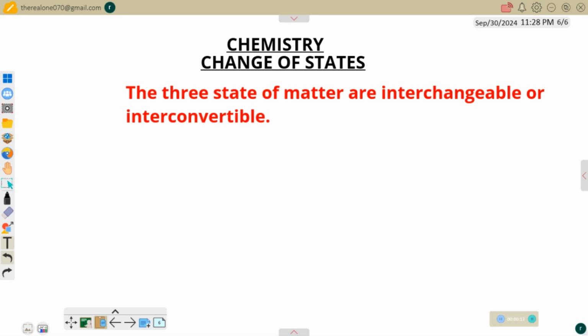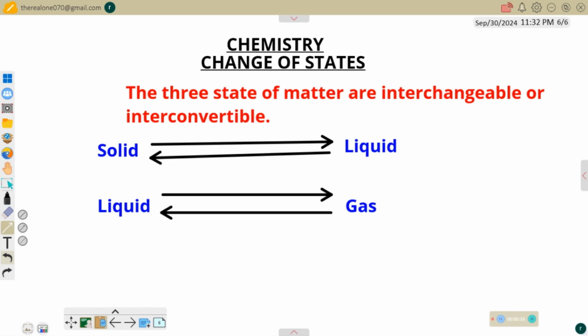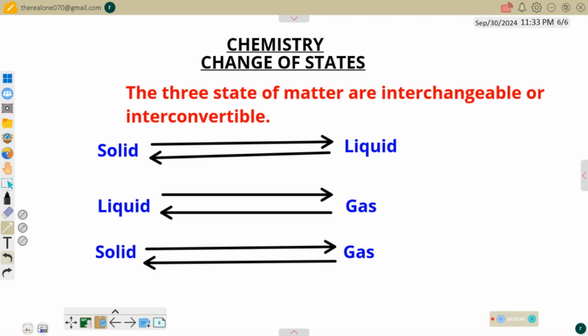We mean that solid can change to liquid and vice versa. So it means when solid changes to liquid, liquid can also change back to solid. It's possible. Similarly, liquid can change to gas and then gas can change back to liquid. And finally, solid can change directly to gas and gas can change directly to solid, without passing through the liquid stage at all. So all of this is what we call change of states. We also call it phase transfer.